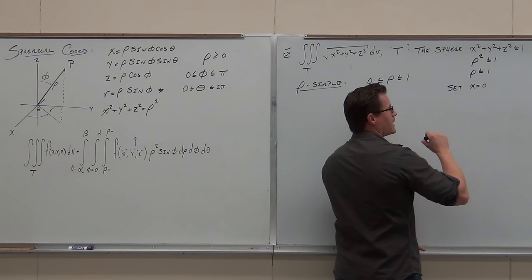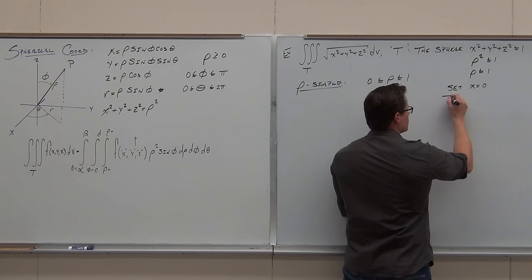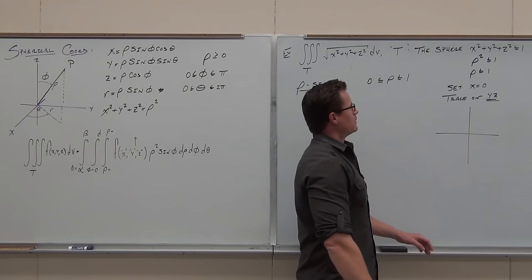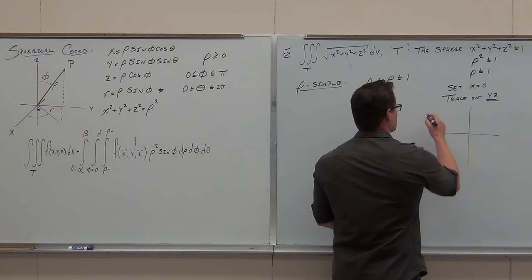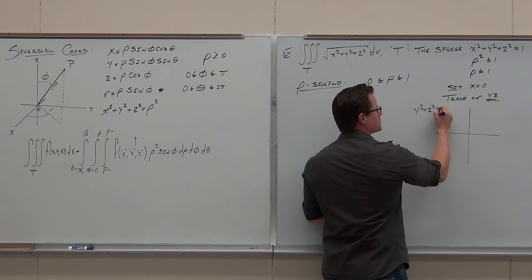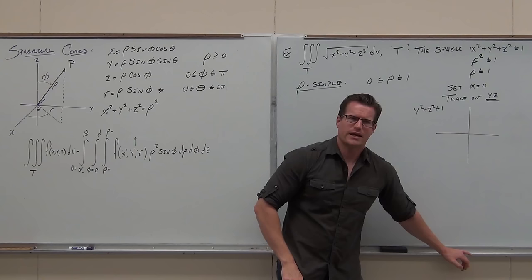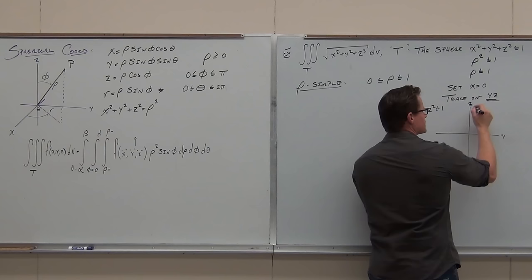I'm going to show you. Set x equal to 0. You're going to get this trace on the yz plane. What happens if you set x equal to 0? Here, what do you get? Well, you get y squared plus z squared is less than or equal to 1. Can you identify what that is on the yz plane? Everybody can do that. Well, that's a circle. Kind of. It's a disc. It's a disc on the yz plane with a radius of what? 1.